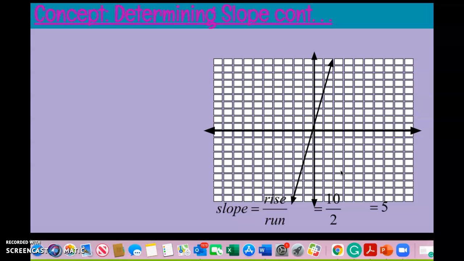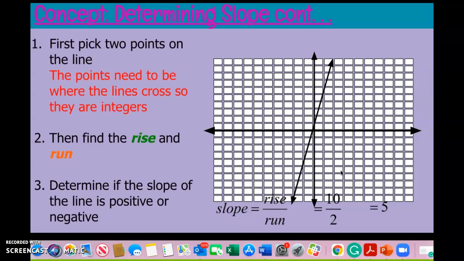Let's look at a different one. Now, if we look at this one from left to right, we can clearly see that it is going upwards. So do you think that'll be a positive or a negative slope? Okay, thank you. Let's pick a couple of points on that line.